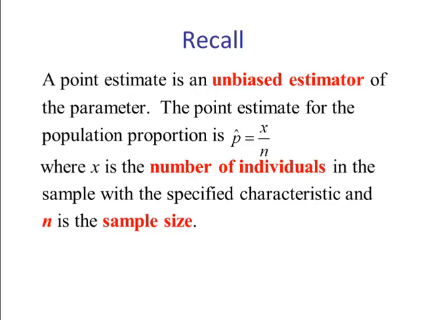Recall, a point estimate is an unbiased estimator of the parameter. The point estimate of the population proportion is p hat, which equals x divided by n, where x is the number of individuals in the sample with the specified characteristic and n is the sample size.